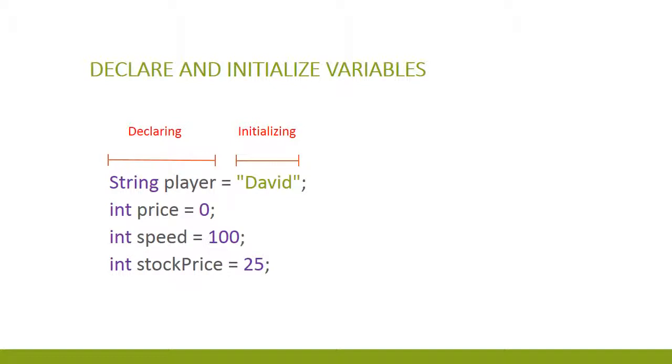Declare and initialize variables. String player is declaring a variable player. David is the value, which is initializing. Integer price equals 0, integer speed equals 100, and stock price equals 25.